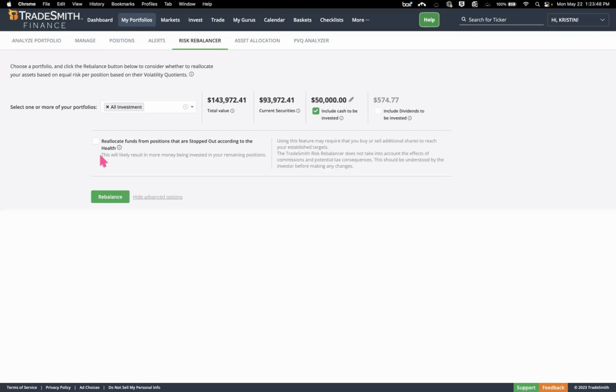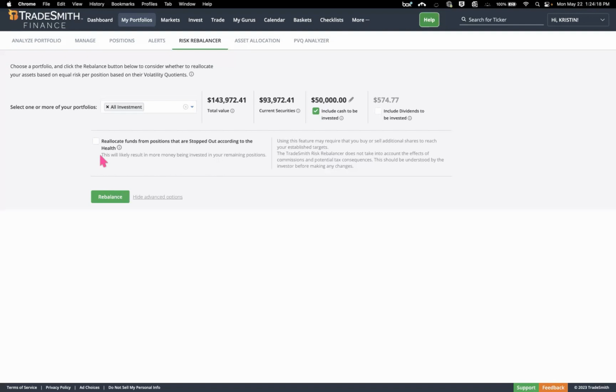I'm going to keep mine unchecked because I don't want to sell any of my red stocks just yet. I want to see what the risk rebalancer tool tells me. But if you're already planning to clean up your portfolio and get out of those red zone stocks, especially if you're following the health indicator where, if you get that alert and the position goes in the red, you're going to go ahead and sell, then that's when you maybe want to check this if you're cleaning that up. So for now, I'm going to keep that unchecked.